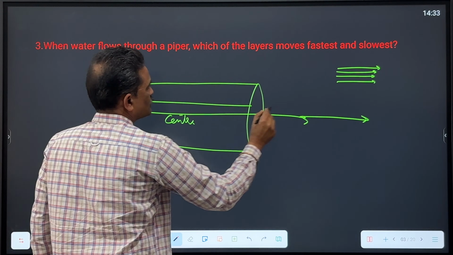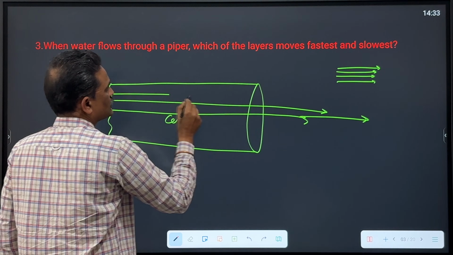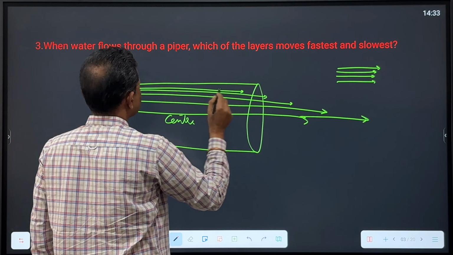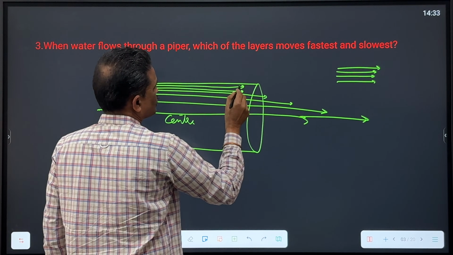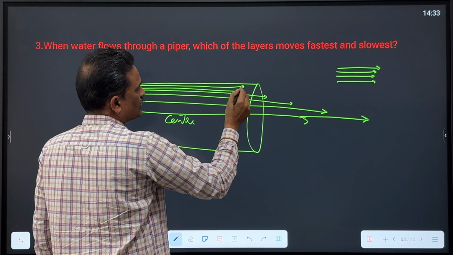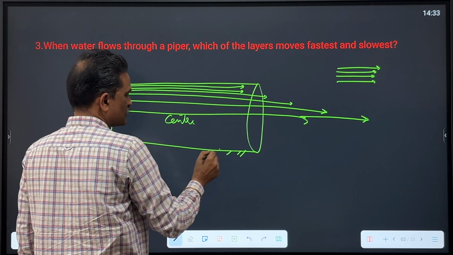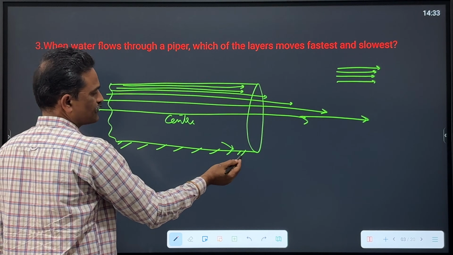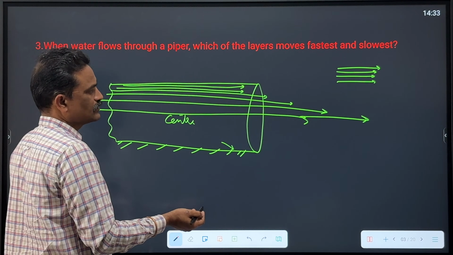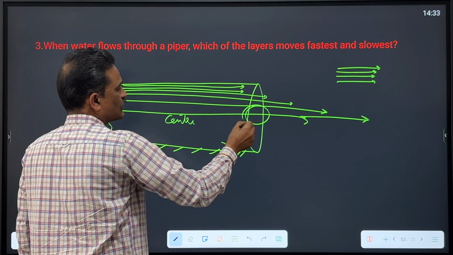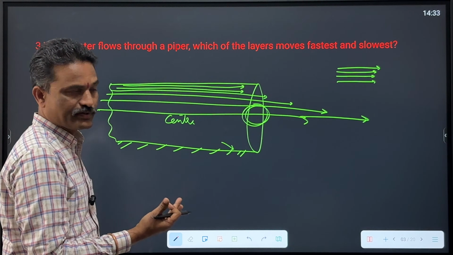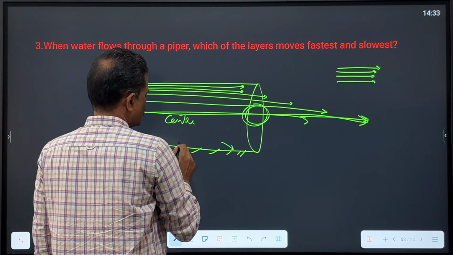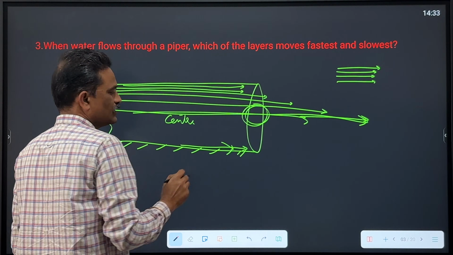The next one moves a little bit with lesser velocity, this one further less, this one further less, and the slowest one is the layer very near to the outer surface, because there will be friction between the outer surface and the water flowing in it. The middle ones do not have much friction. So the fastest is the middle one and the slowest is the one in contact with the pipe.